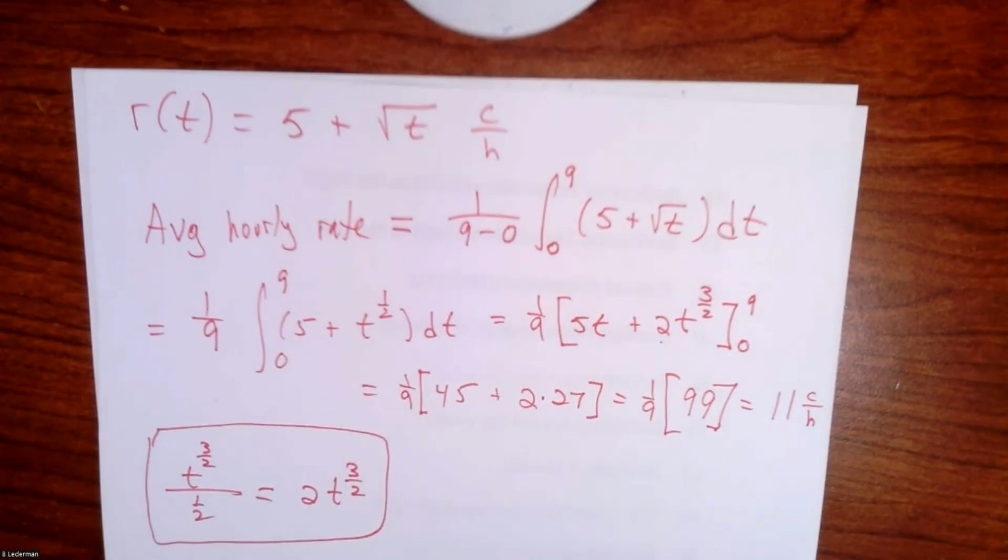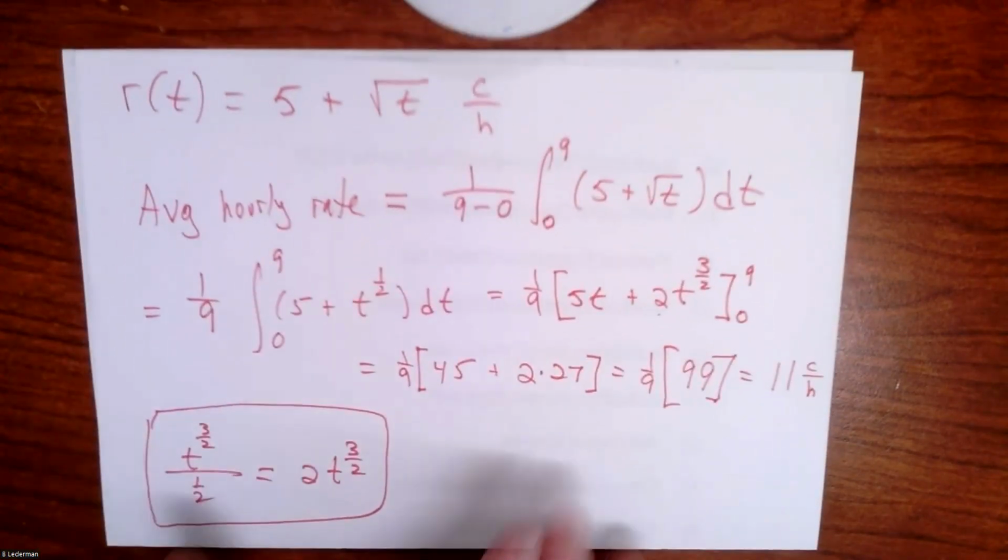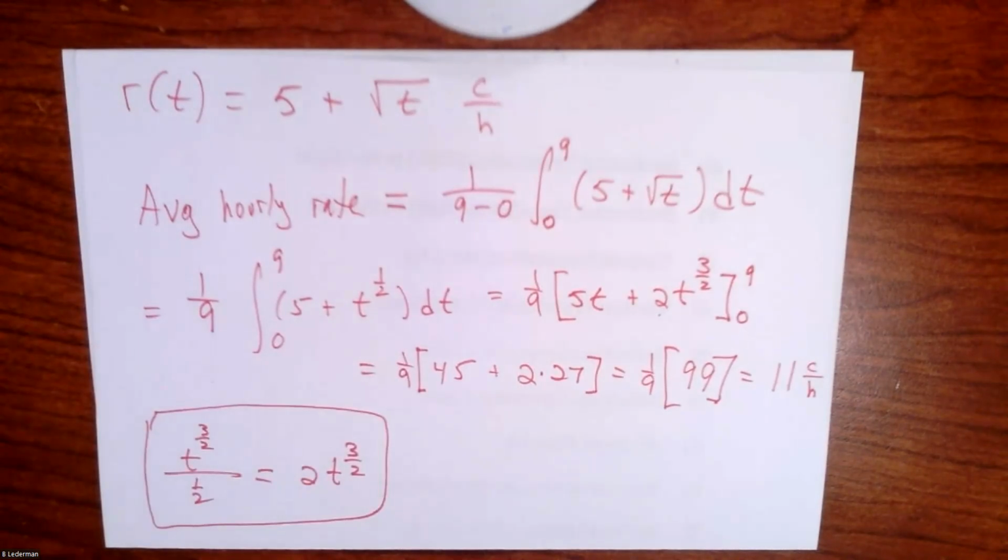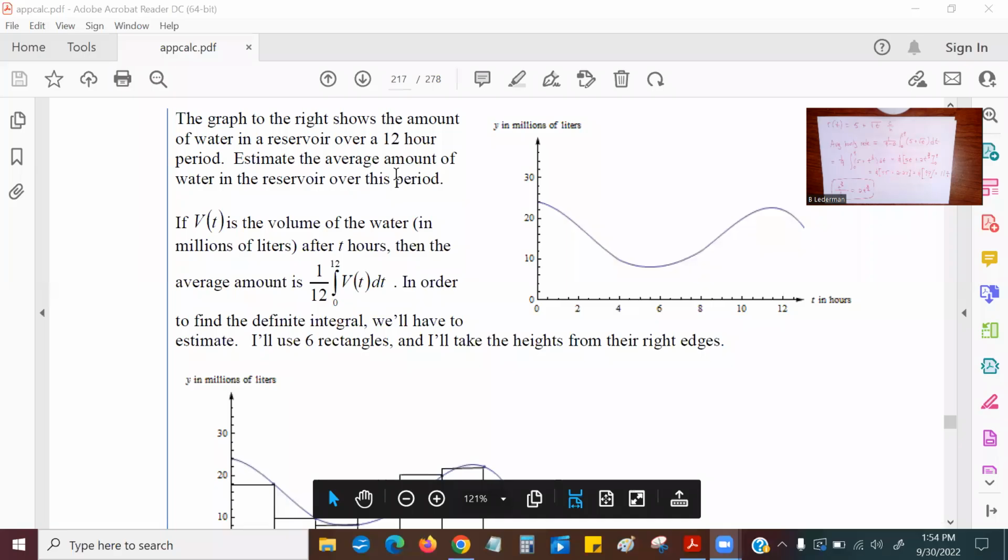Now I want to show you an example from the textbook, because it involves drawings, which they do a better job of drawing than I do. So I'm going to switch over to the textbook. This graph shows the amount of water in a reservoir over a 12-hour period. We want to estimate the average amount of water in the reservoir over that period.